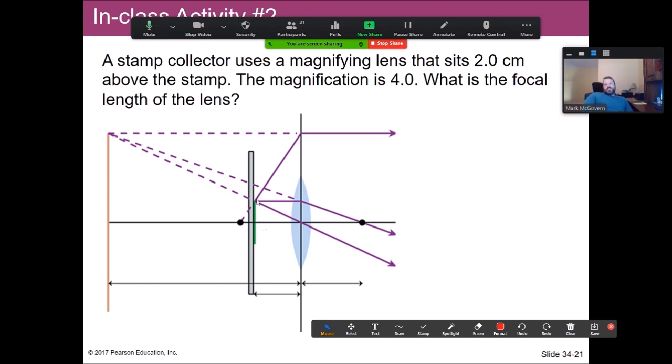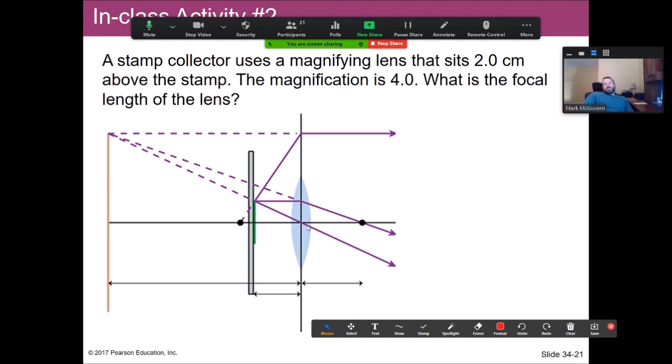We do our rays. Again, we have a ray that comes up and goes straight across. Well, that's not ray 1, right? Ray 1 is this one right here. We go parallel first, and then we go through the focal length. Yeah, sorry, that's the first one.